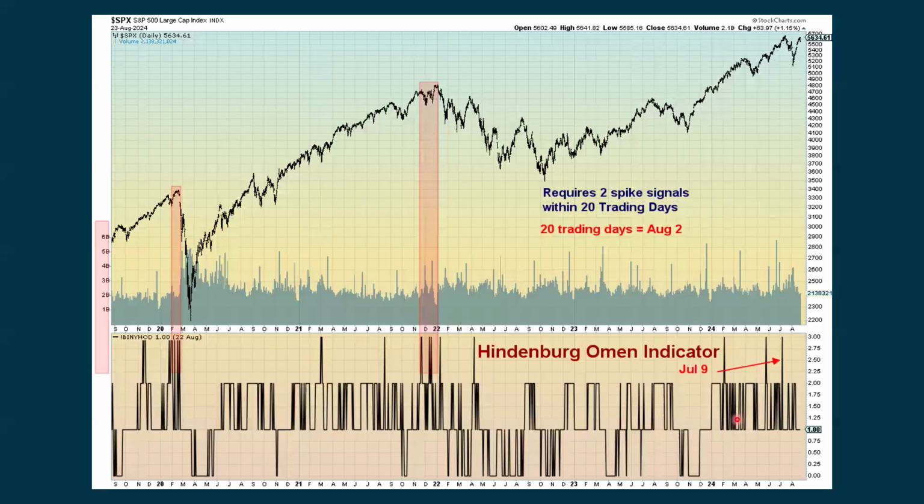Then we have a thing called the Hindenburg Omen, and we did have one triggered earlier on July 9th, but it was not confirmed. We have to see another spike come up to confirm that. The perma bears all get all hot and bothered when we just see one of these. They say, oh, we've got a Hindenburg Omen, but no, a true Hindenburg Omen will have a confirmation signal. We didn't receive that. We're not seeing another spike right now. So there's been really no need to show this particular chart either.